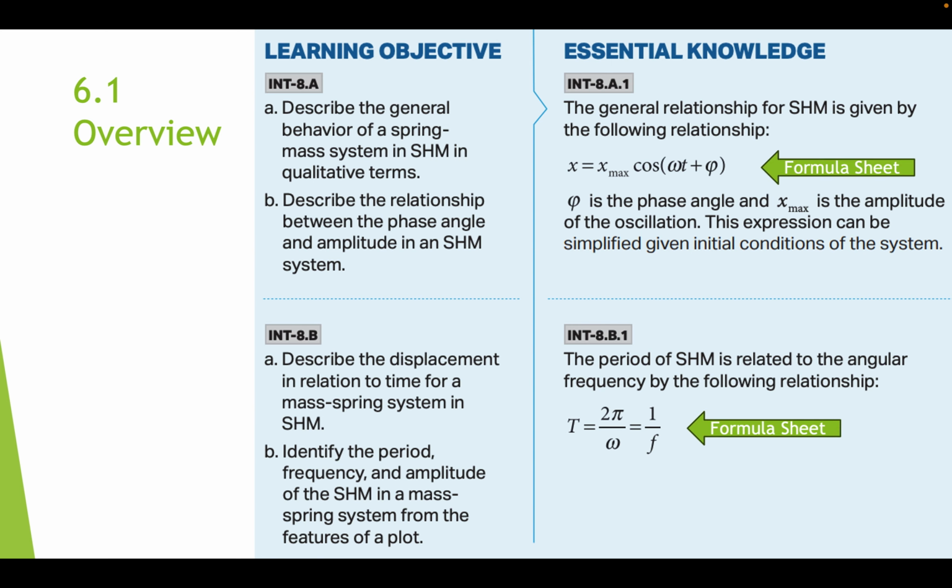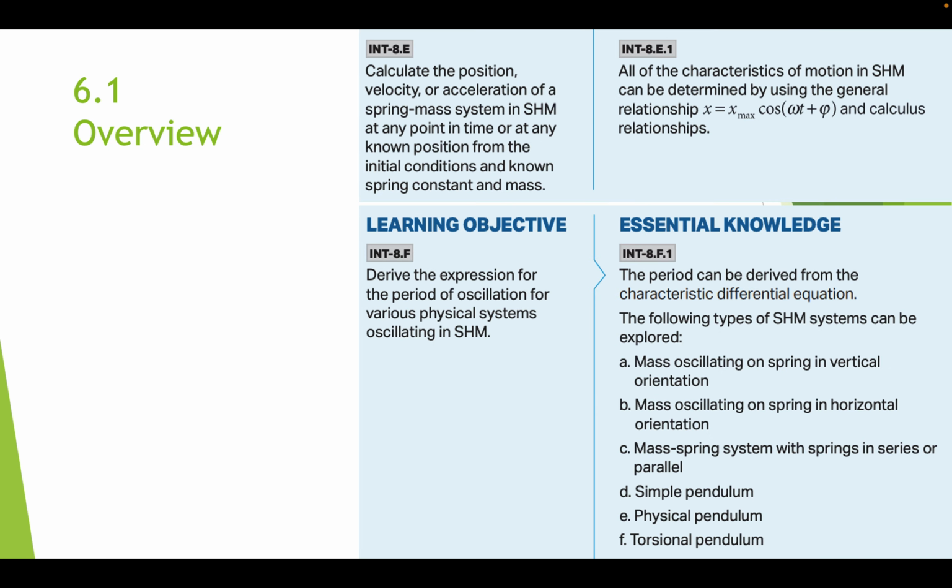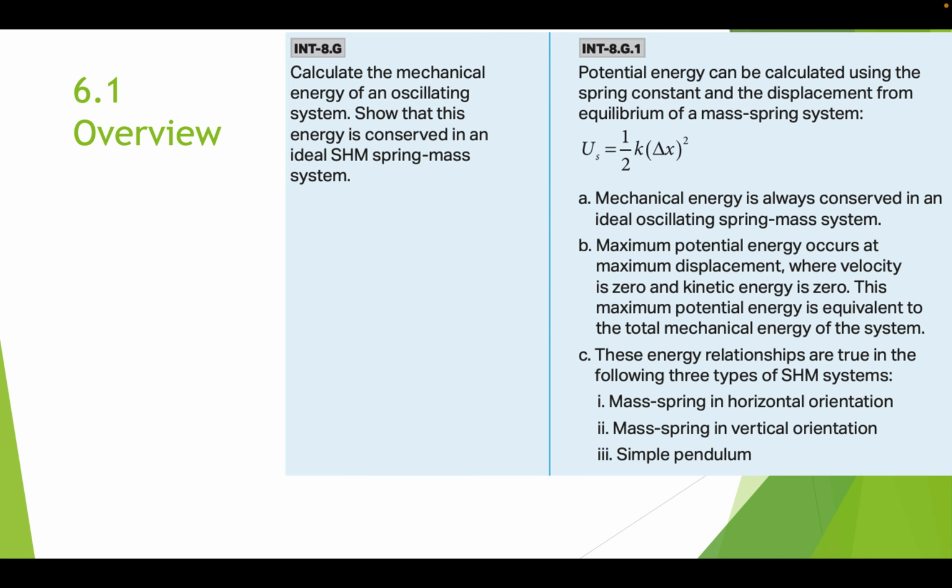Here we have some important formulas. The very important formula here: d squared x dt squared is equal to minus omega squared x. Some more essential knowledge. And here we have the energy. So this is where we start the energy aspects.